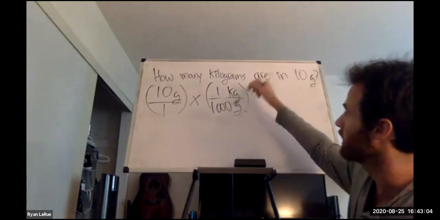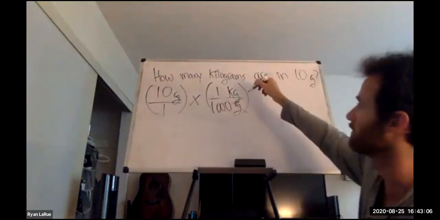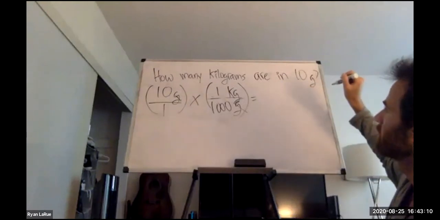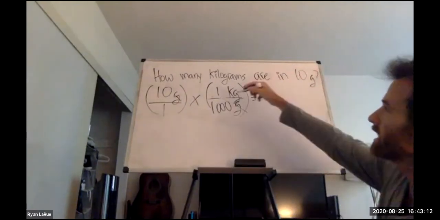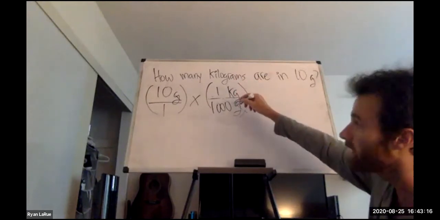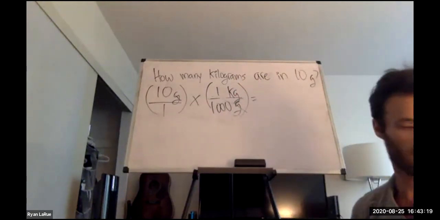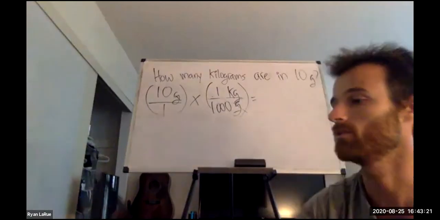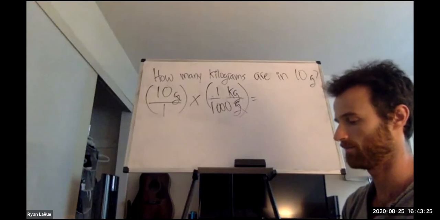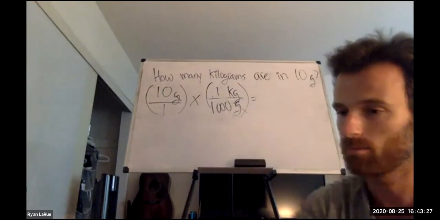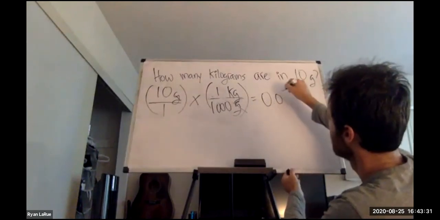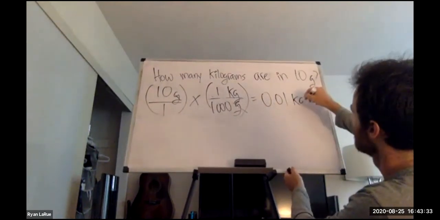And so grams cancel out. We are now in our desired unit, kilogram, and we do the math. 10 times 1 on the top divided by 1,000. And I don't teach math, so I'm going to do it on my calculator to be safe. And you get 0.01 kilograms.